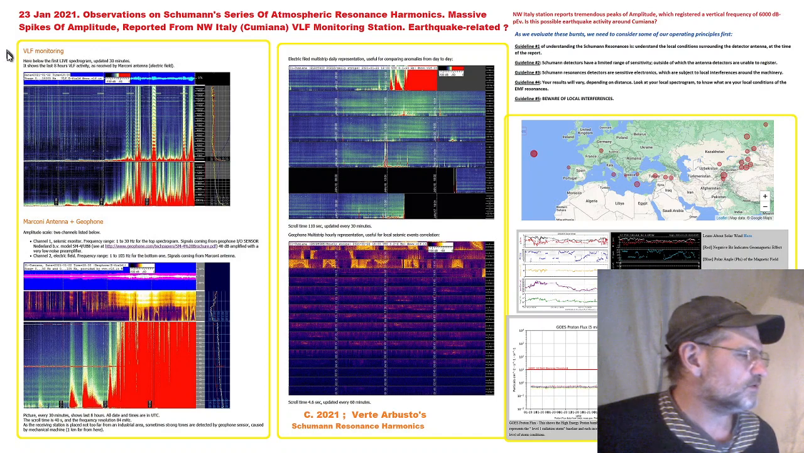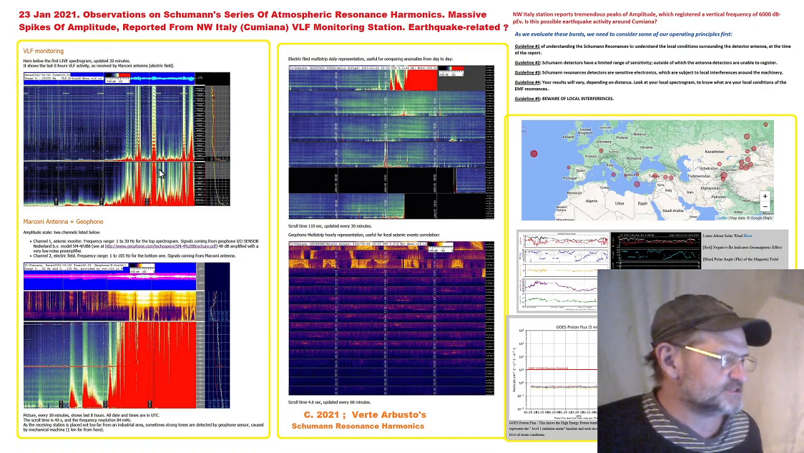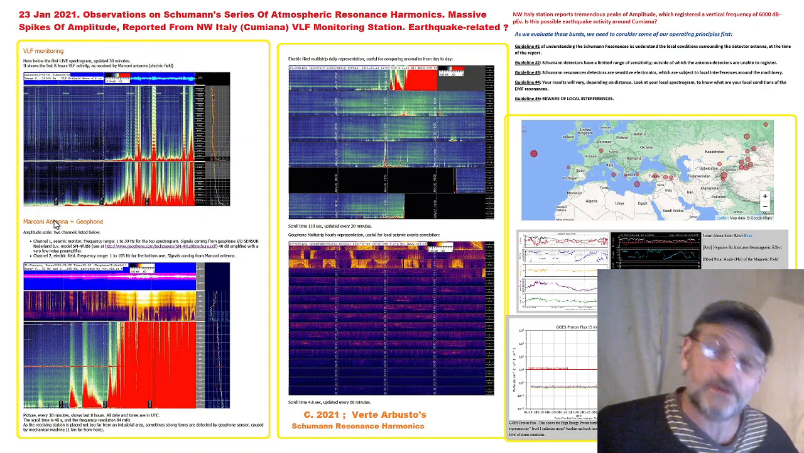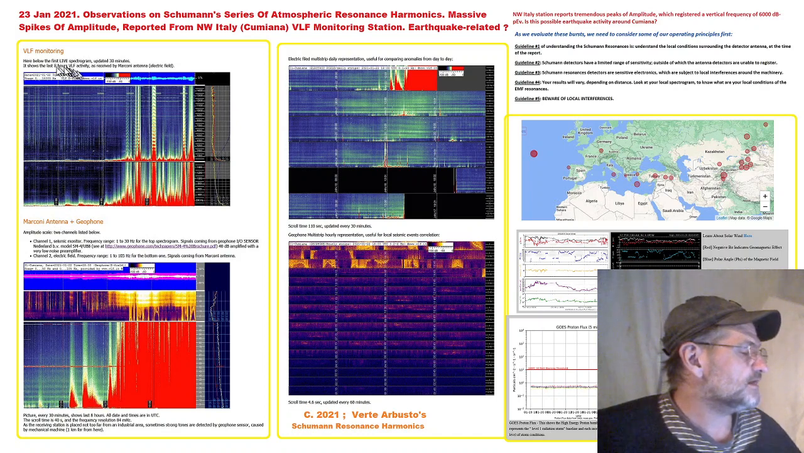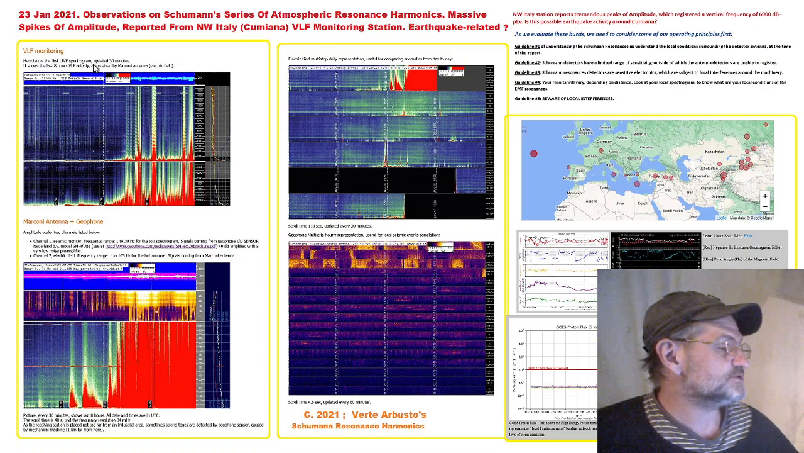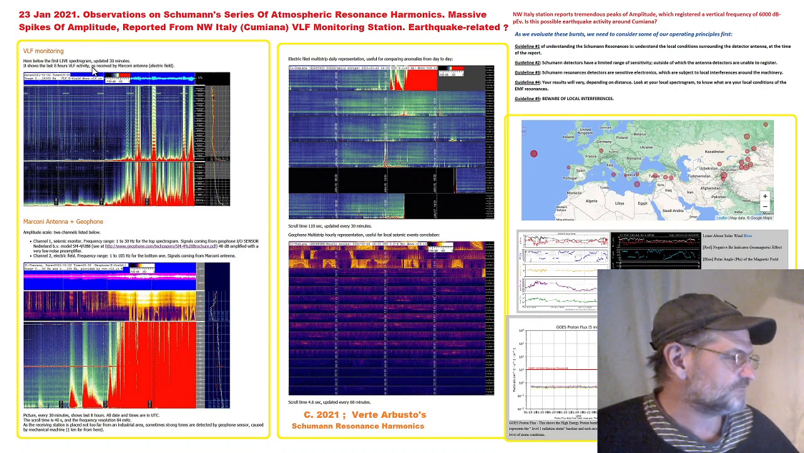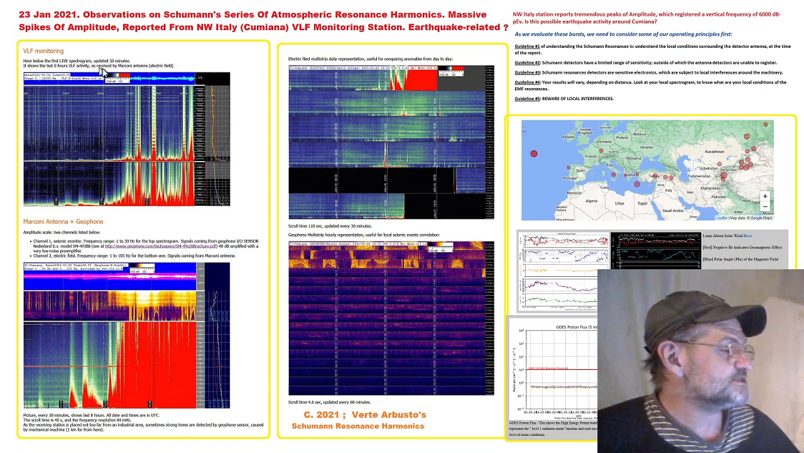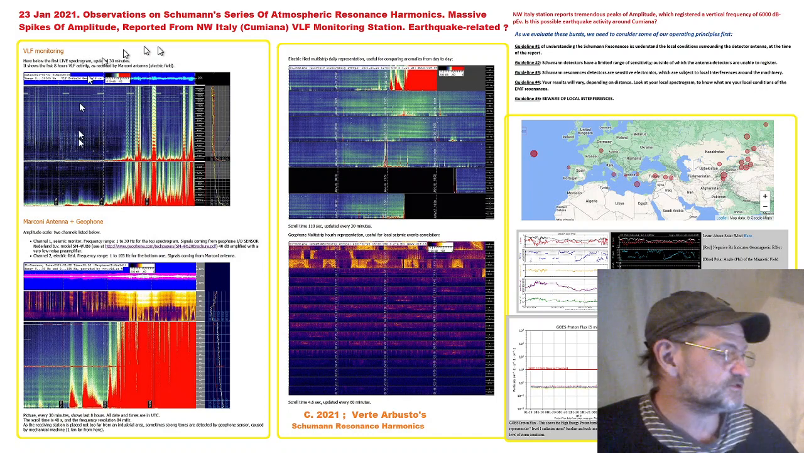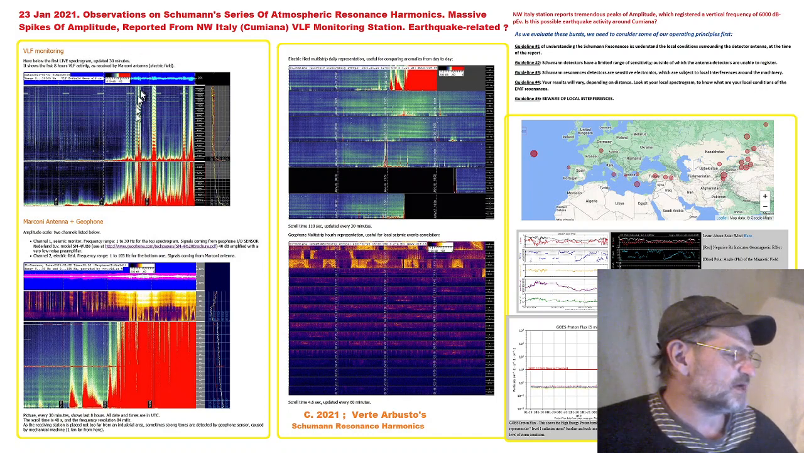All right, so this is the Cumiana station. The panels that we have up here are the VLF, which means very low frequency. Below the first live spectrogram, updated every 30 minutes, it shows the 8 hours of VLF activity as received by the Marconi antenna electric field. So it's telling you electric field. This is the amplitude. These are spikes of amplitude.